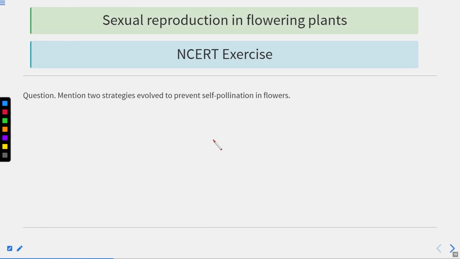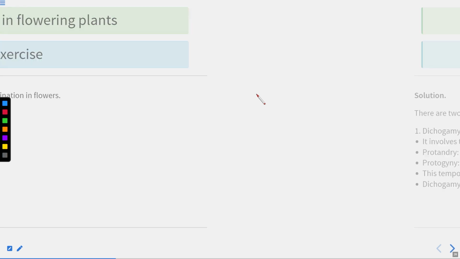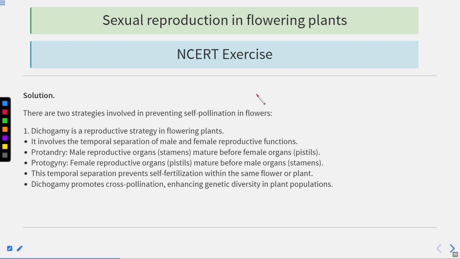The next question: you have to mention the 2 strategies evolved to prevent self-pollination in flowers. What are the two strategies to prevent self-pollination? First is dichogamy. So what is dichogamy? Dichogamy is a reproductive strategy in the flowering plants. It involves the temporal separation of the male and the female reproductive functions. So there is temporal separation, means separation by time.